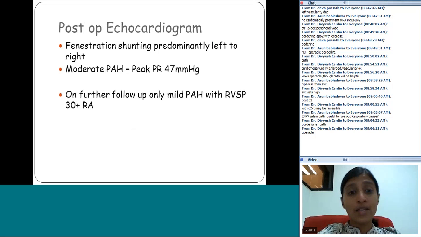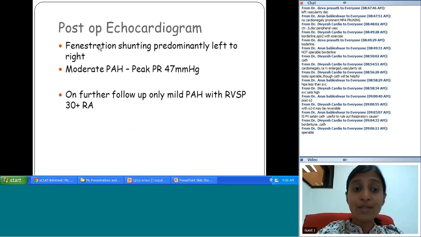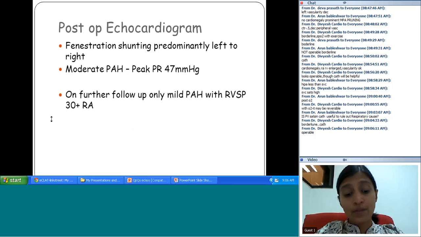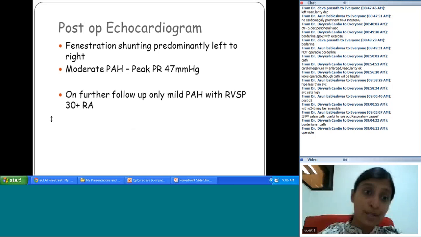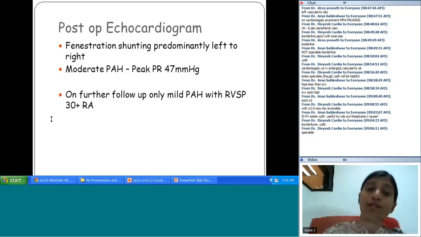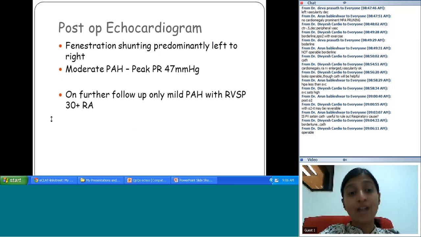But as you can see from these three cases, decision making is extremely difficult in these patients. And the cath, although it adds some information and gives us some guide, it does not answer all our questions, and sometimes we are left with the same sort of dilemma even after the cath as we were before the cath.